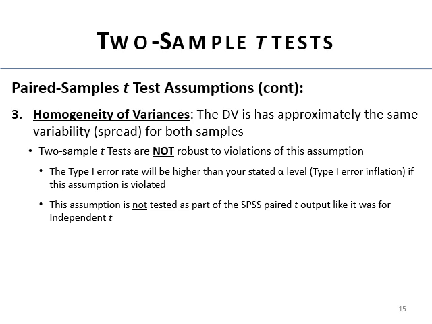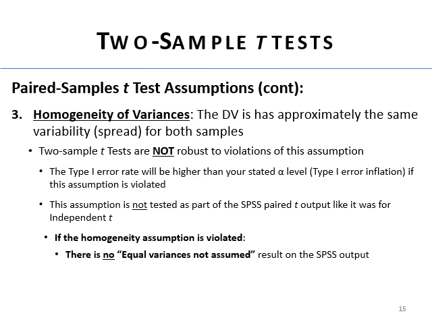And it's not tested as part of the output like it was for independent T. Why? I don't actually know. It's just not. So if you want to test it, you've got to go through a different procedure. So if you violate the assumption, what do you do? Well, there is no equal variances not assumed results on the SPSS output. Not only does it not print a Levene's test, it also doesn't print the alternative results you can use. So kind of your only option is to use Wilcoxon T. So what is that? That is the non-parametric equivalent of paired T. So if you look in the matrix of statistical tests, Wilcoxon T is above paired T.